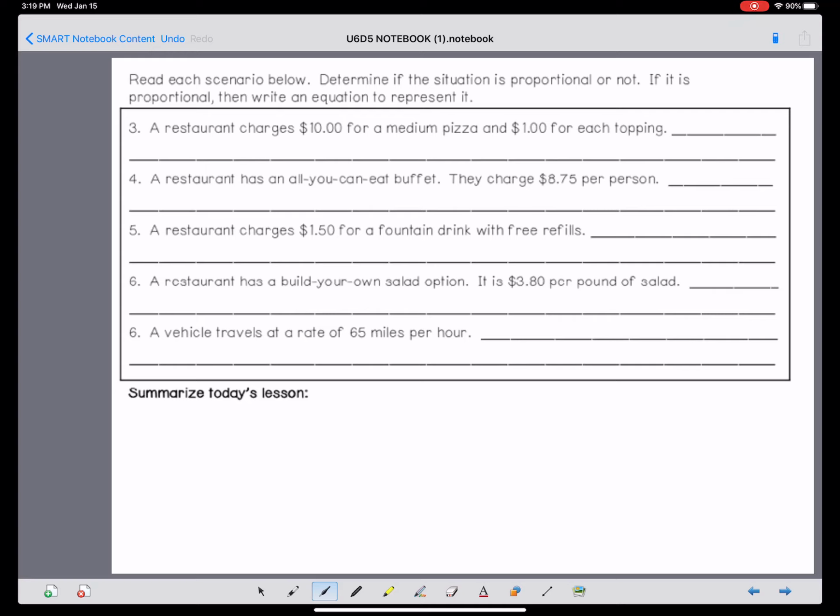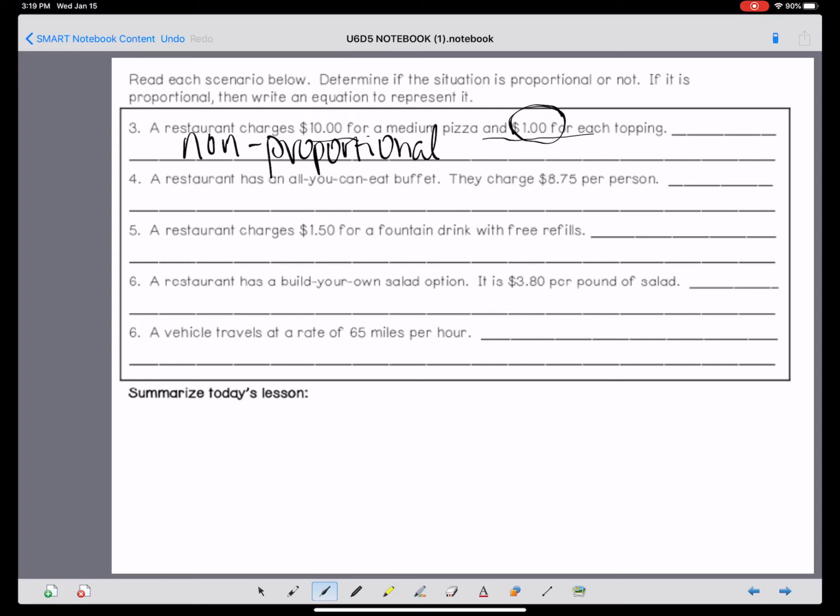Number 3 says a restaurant charges $10 for a medium pizza and $1 for each topping. Well, this tells me each pizza will not cost the same price because of this $1 for each topping. So this is non-proportional. Proportional means that your price that you're paying goes up by the same amount each time. And in this case, it would not work.